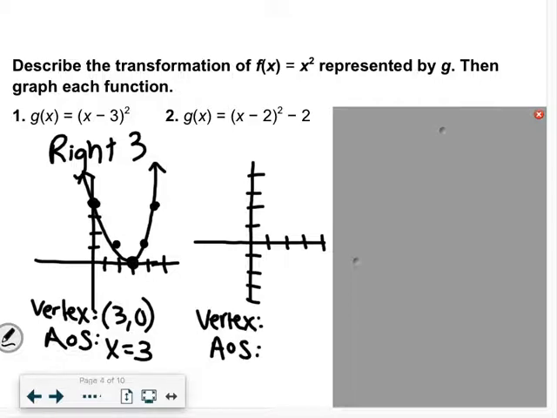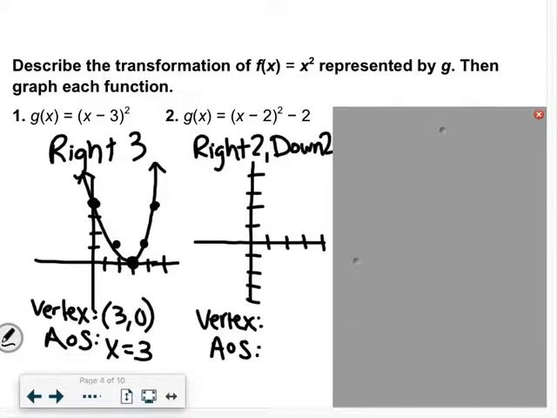Okay, Jet, can you give me the transformations? Right 2 and then down. Excellent. Right 2, down 2. Be specific about directions. Some people in their quizzes that I've graded so far maybe said "translate 2," but what direction? So be really specific there.